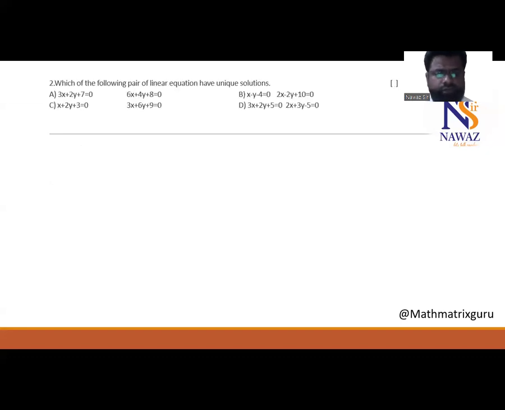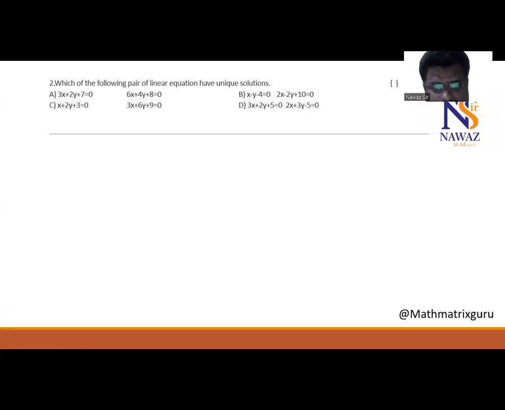Next one is: which of the following pairs of linear equations have unique solutions? Again, unique solution is asked in the other way as intersecting lines. So if I am looking at the options which are given to us, in option A, a1 by a2 means 3 by 6, that is 1 by 2, and b1 by b2 is again 1 by 2. So they are not intersecting lines.